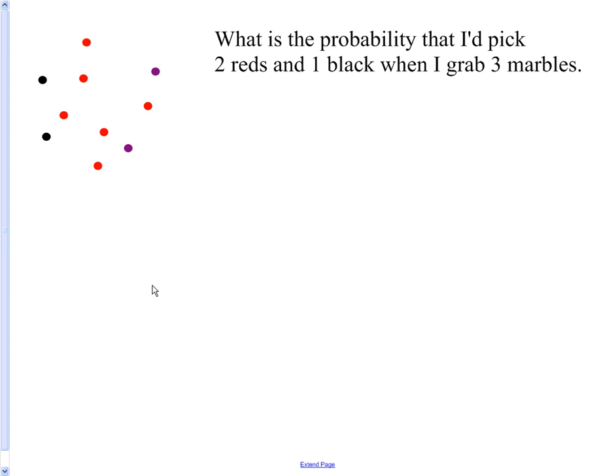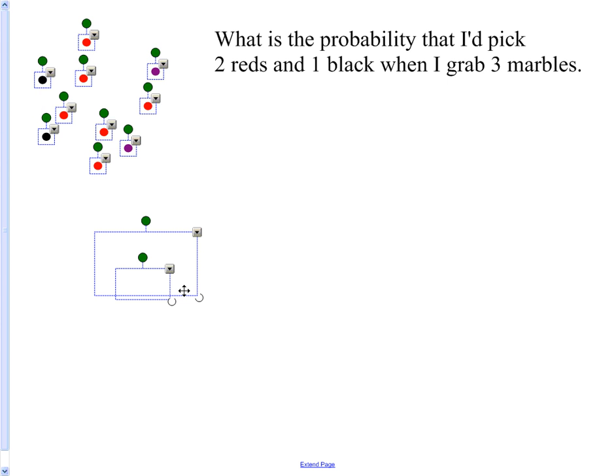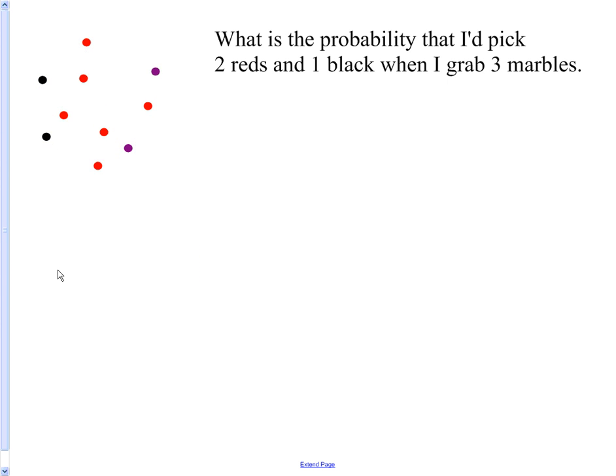Reviewing for the probability test. There's lots of kinds of problems on the test. Ooh, weird, it highlighted a couple things that aren't even there. Here are some marbles, and there are 10 of them. Give me my problem on probability. What is the probability that I'd pick 2 reds and 1 black when I grab 3 marbles?